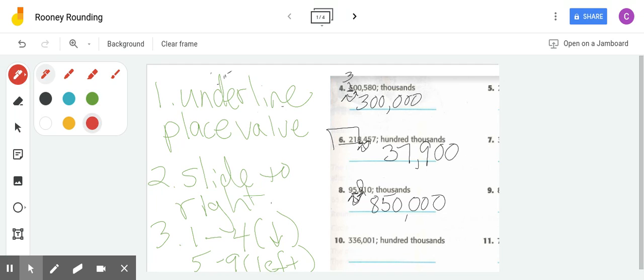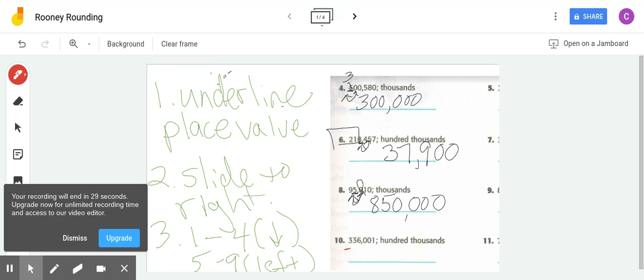So I'm going to switch colors for you to red. So the 100,000s here. So I'm going to follow my lines. Underlining, sliding to the right. 1, 2, 3, 4. Yep. So I'm rounding it down to the floor. So my 3 stays the same and everything else becomes 0.